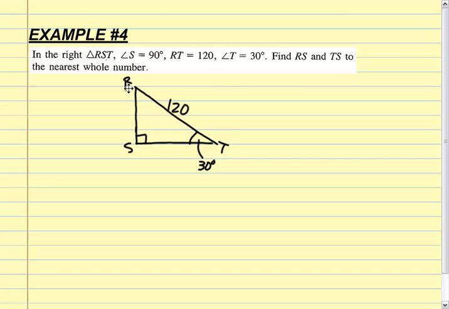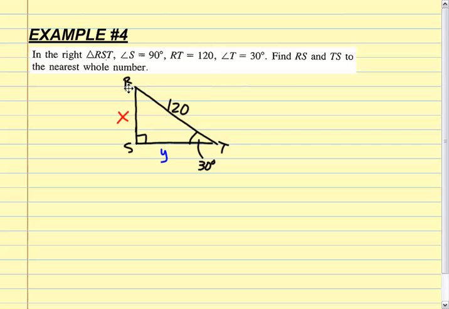Well, I'll call this x, and TS, I'll call this y. Okay. All right. Well, let's see. Which one do you want to find first? Let's just find x first. Okay, that's RS.